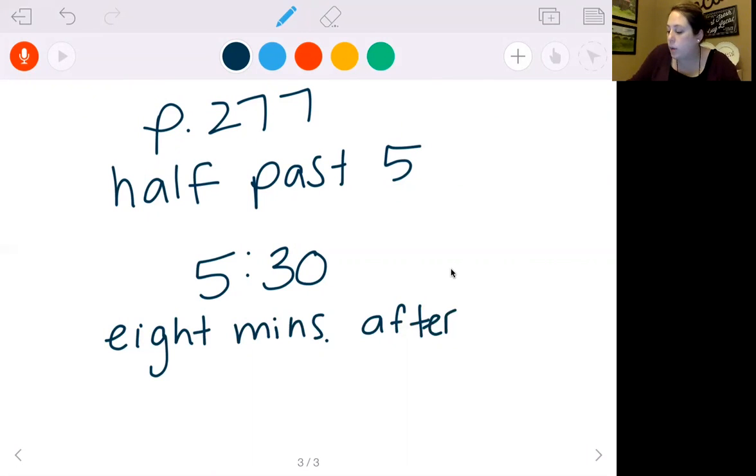6 is going to be our hour, so we're going to put that first. 8 minutes is going to go in the minute part. Now, 8 is a 1-digit number, so I'm going to put a 0 here, then an 8. 8 is our ones place. The 0 is our tens place. 8 is only in the ones place here. So that's how you would write some of these in standard form.